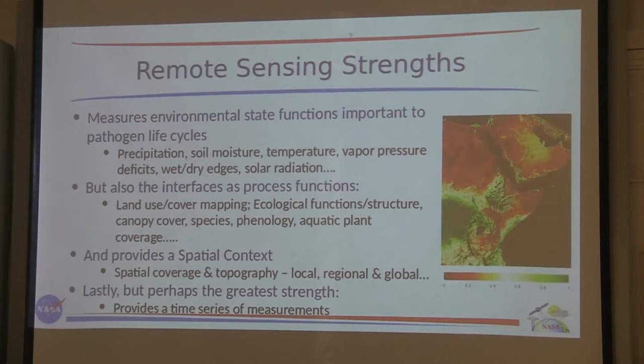It provides things in a spatial context, so it's not just a one-point measurement. These measurements are usually global or fairly close to global, so you can see not just what's happening right in one area, like a weather station, you can see what's happening directly nearby to you, so it puts things in spatial context.